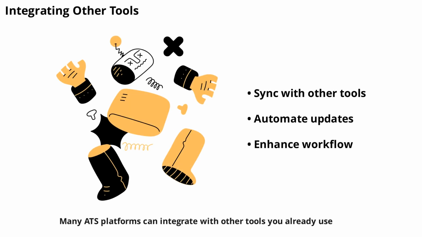Many ATS platforms can integrate with other tools you already use, such as email, calendars, or communication apps. Integrations help streamline your workflow by syncing information across platforms. For example, you can link your ATS to your calendar to automatically add task deadlines or connect with messaging apps for instant updates. Check your ATS's integration options and set up connections that will benefit your team the most.